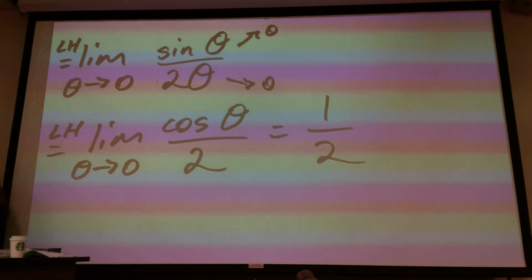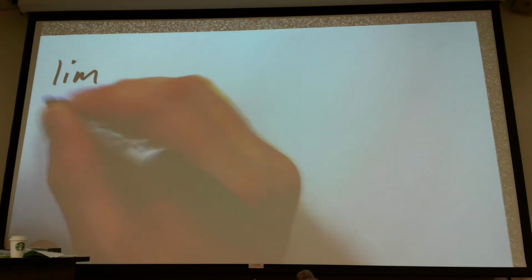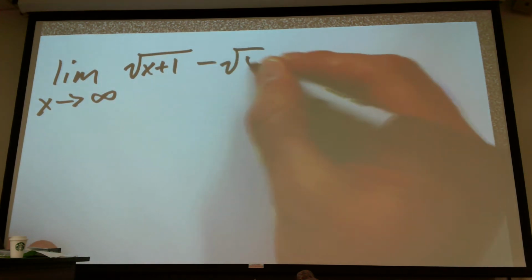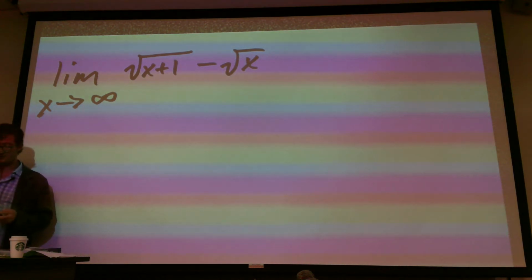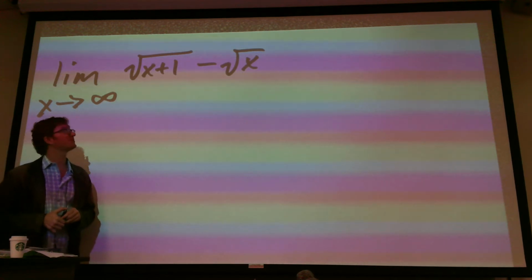Okay. Let's do an indeterminate form that does not apply L'Hopital's rule. I've showed you all this problem before, but it doesn't hurt to always do it again. So let's say we're going to evaluate the limit as x tends towards infinity of the square root of x plus 1 minus the square root of x. We were messing with this problem a lot when we were talking about the definition of the derivative, finding the derivative of the square root of x.